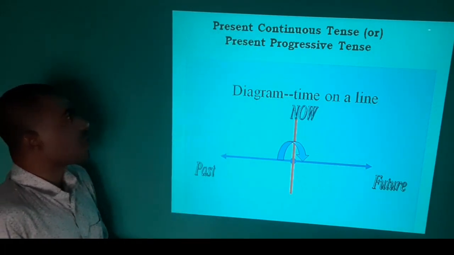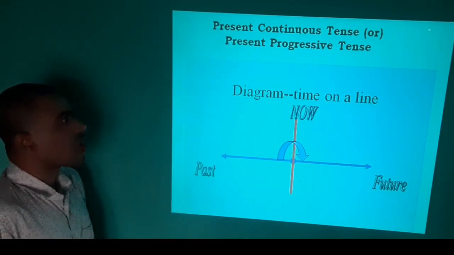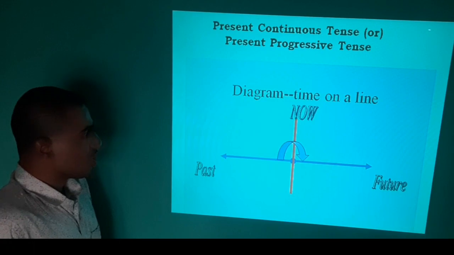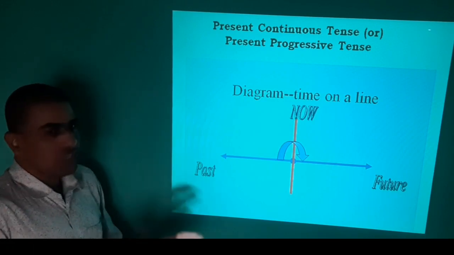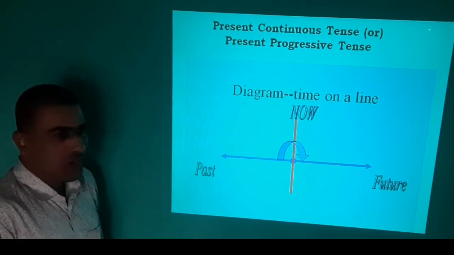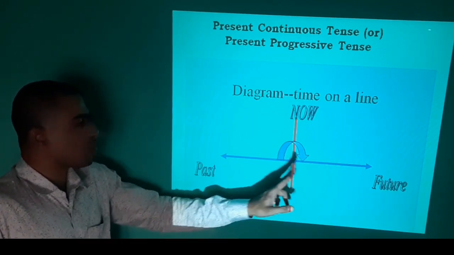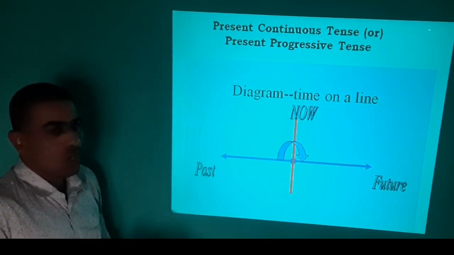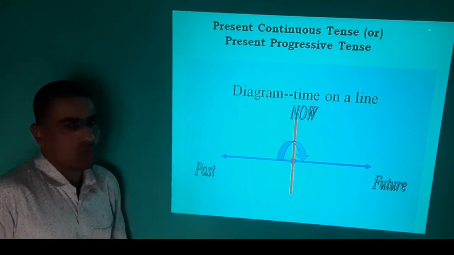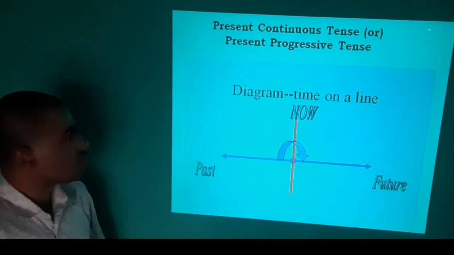Now we move on to present continuous tense or present progressive tense. As you know, progressive means going on or continuing. So here it has been going on at the present time. As we talk, now at present it is going on. So this is what we generally talk about.